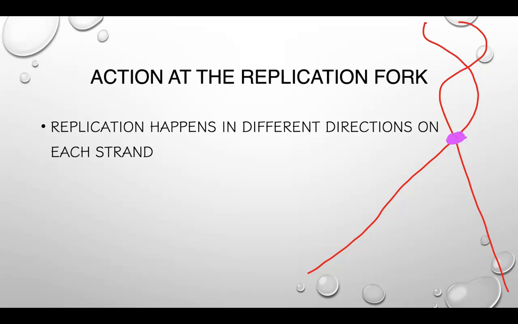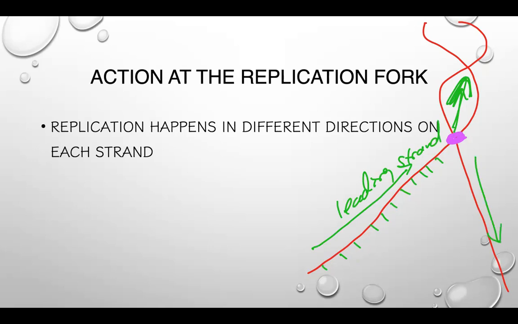Now, like I said, you're going to be adding complementary base pairs, but it's going to happen in two different directions. So if DNA helicase is moving in this direction, there's one strand where you're going to add complementary bases in the same direction that the helicase is moving. This is called the leading strand, because you're just adding as it gets separated, right? The other strand adds it in the opposite direction. That's called the lagging strand.